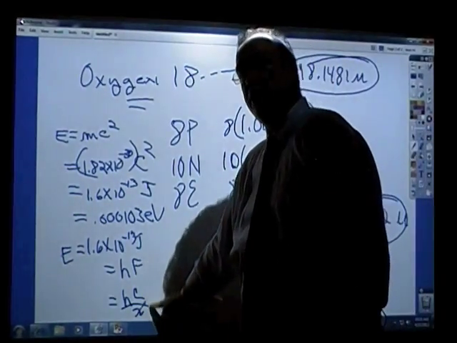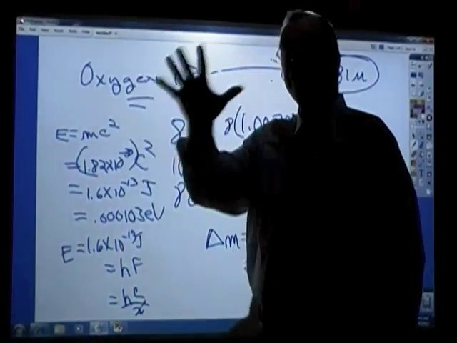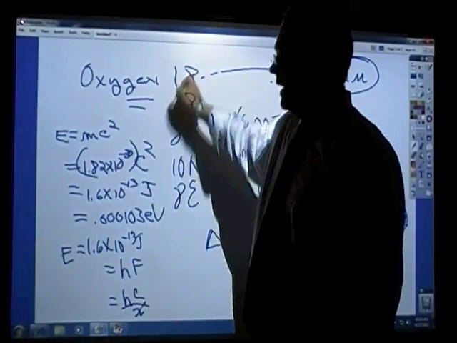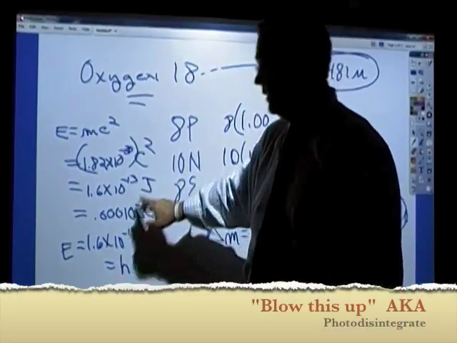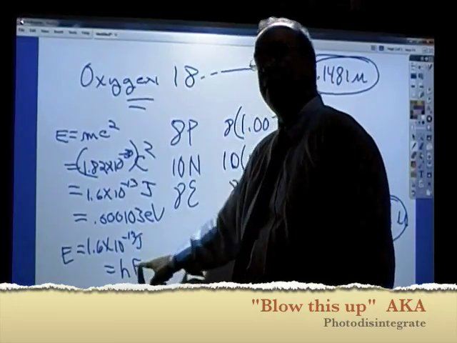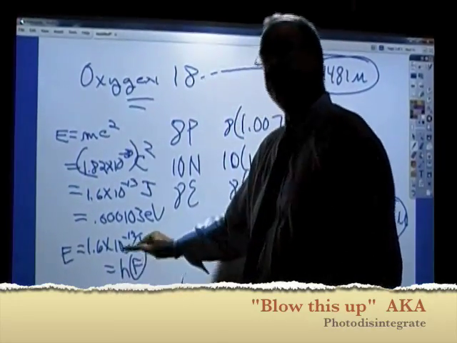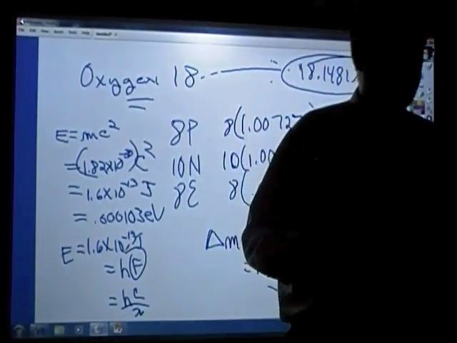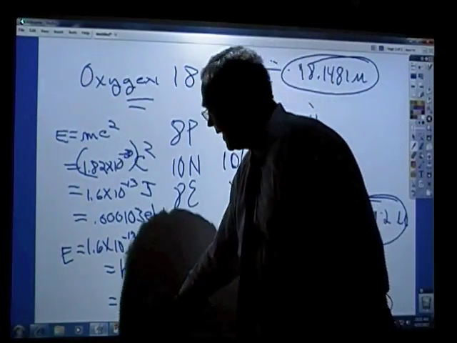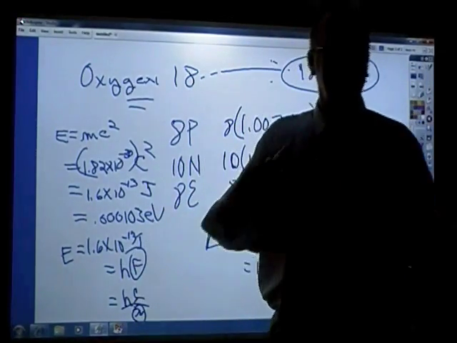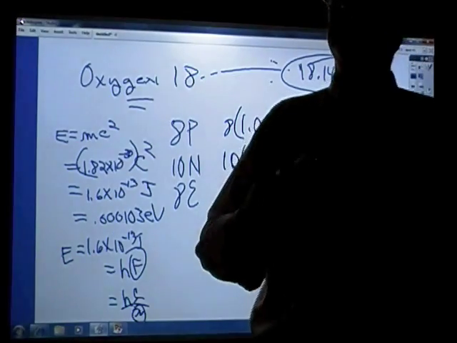This is the energy of one photon. So the energy of the photon that's going to blow this up has to have that many joules in it. So we're going to set that equal to hf. That's going to be the frequency of the photodisintegrating photon, and that will be the lambda. Does that make sense, Mackenzie?